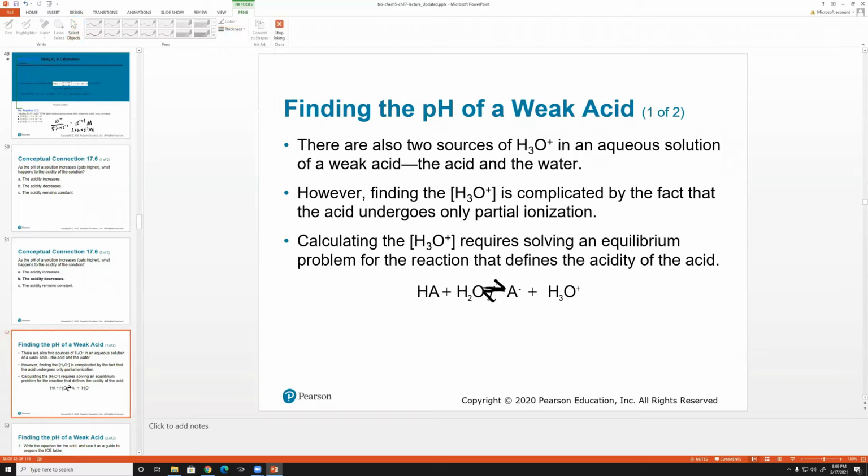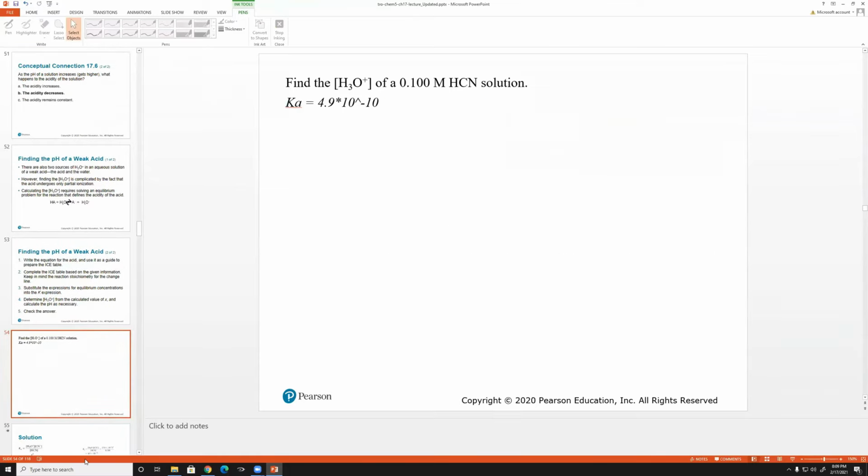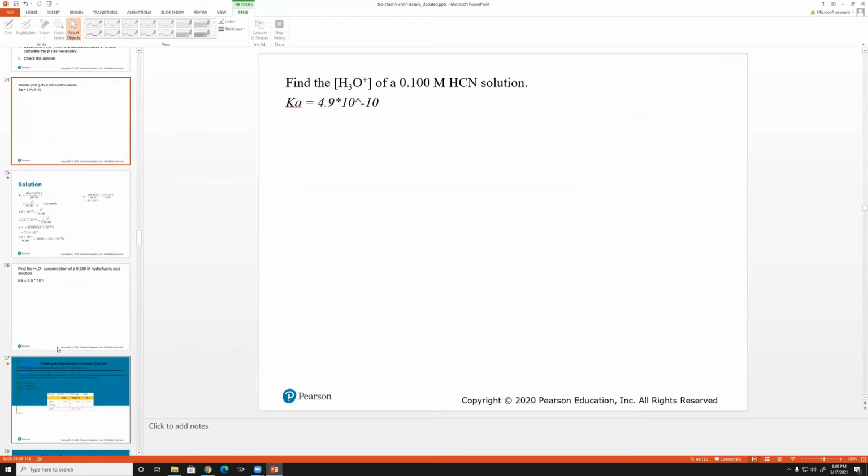All right, now let's get into some fun stuff. How do we determine the pH of a weak acid, because we don't know exactly what it is? Less than 1% ionization. We can actually figure it out based on what we know about ice charts. So let's just do ice charts. We'll do one together, and then we'll do one by ourselves.